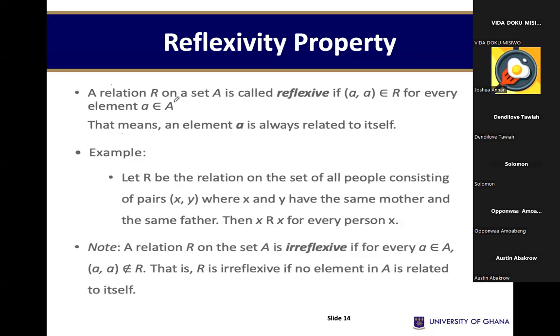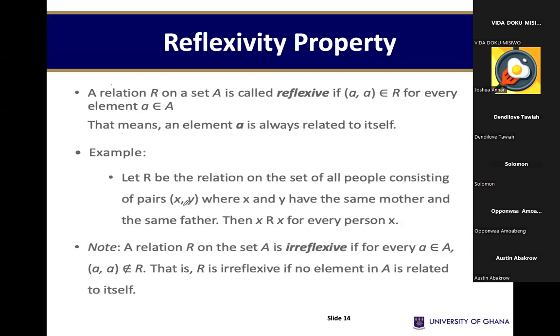So let's assume that the set A contains 3 elements, 1, 2, and 3. I should be able to see 1 is related to 1, 2 is related to 2, and 3 is related to 3. That is what it means that a relation R on a set A is called reflexive if A is related to itself for every element A in the set A. So if the set A contains 1, 2, and 3, then all 3 elements are related to themselves.